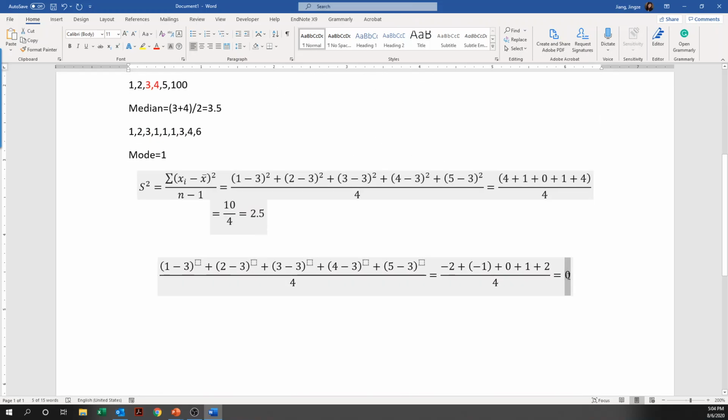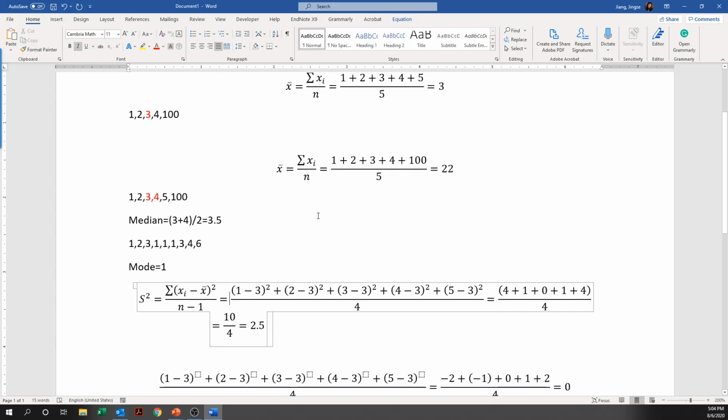It shouldn't be 0. We do have variability. What's the problem here? The problem here is without the square, the negative value and the positive value will cancel each other. Therefore, we underestimate our variability of the data. Therefore, for this calculation, we have to include this square, okay? So it has to include the square. So therefore, the variability, if you're using the variance to measure this data, is 2.5.